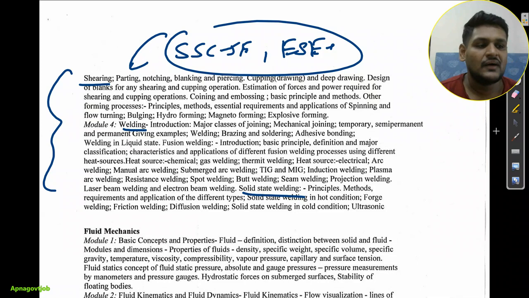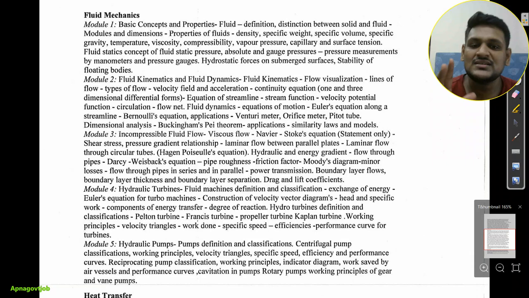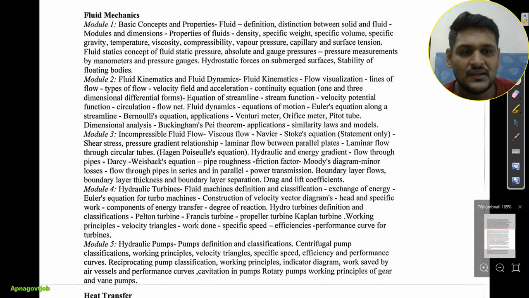Then our famous and favorite subject is your FM, right? So in FM basically what they mentioned, let's see. See, now your fluid mechanics, heat transfer, all those important subjects for your mechanical, okay, because in the recent exam also lots of questions are framed from here. And obviously this is the common subject which you study for all the competitive exams.